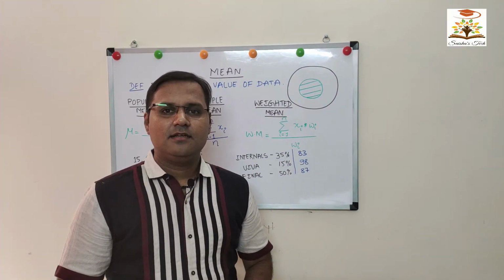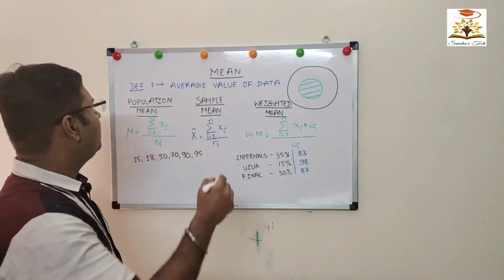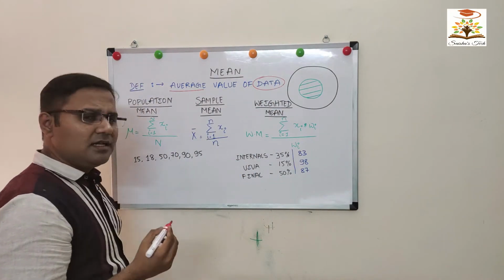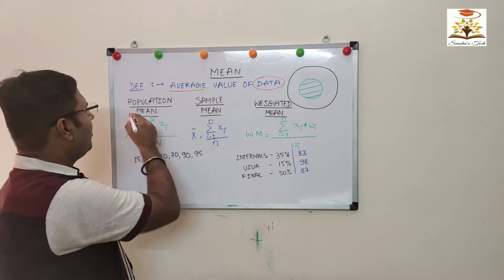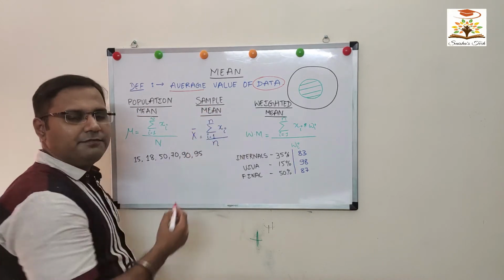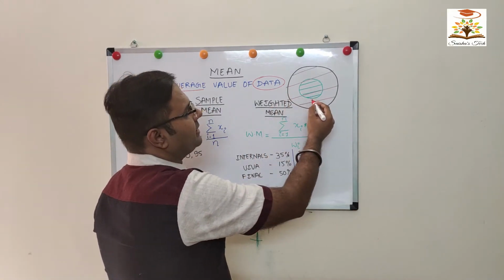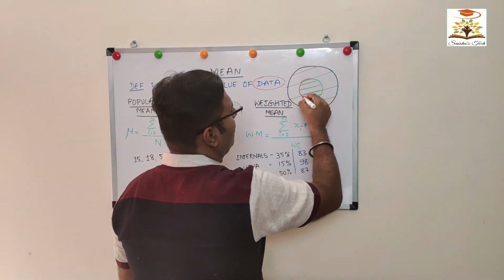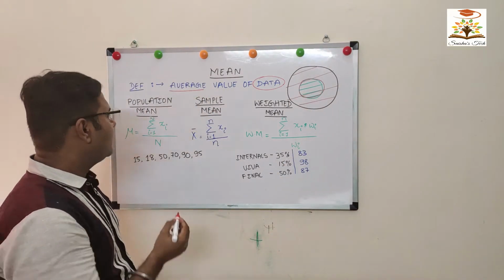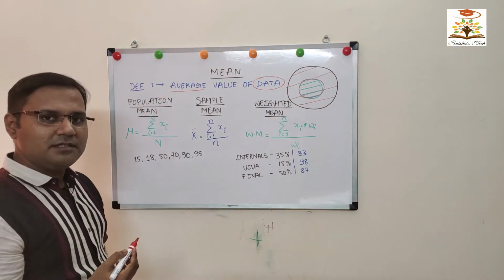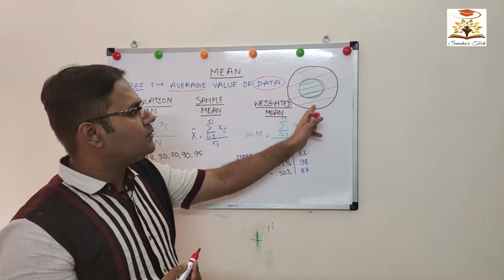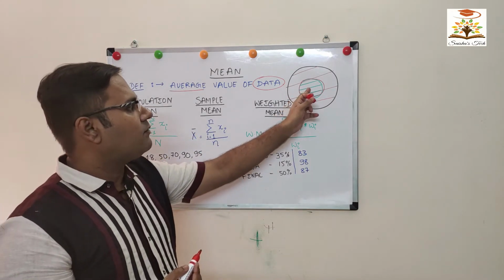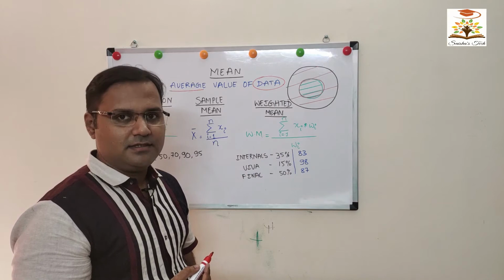Now let us understand the concept of mean. Mean by definition is the average value of the data. There are three types of mean: population mean, sample mean and weighted mean. Population is the entire set of data values, whereas sample is a subset of the population. Here, population mean means the mean of all the values present in the population. Sample mean is the mean of the sample which we have considered.